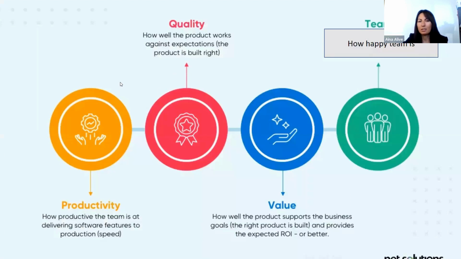But if you have just joined to know what agile metrics are about in general, this slide will probably be easier to understand. So we can break down the types based on productivity: how productive the team is at delivering software features to production, which basically means speed; the quality, how well the product works against expectations, if the product is built right; the value, how well the product supports the business goals, the right product is built and provides the expected return on investment or even better; and the team metrics, so how happy the team is.